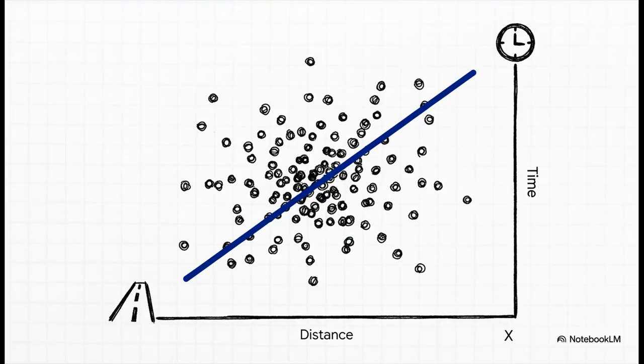So here's what we do. We plot all of our past deliveries on a graph. We put distance on the bottom axis and the time it took on the side axis. The whole goal here is to draw one single straight line that best weaves its way through all those little data points. This simple but incredibly powerful technique is the heart of what we call linear regression.